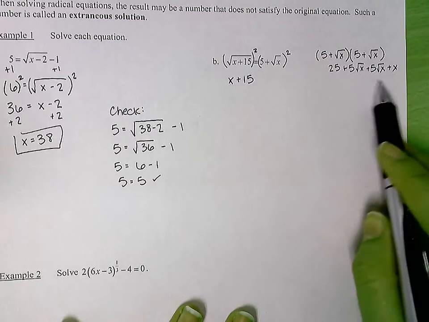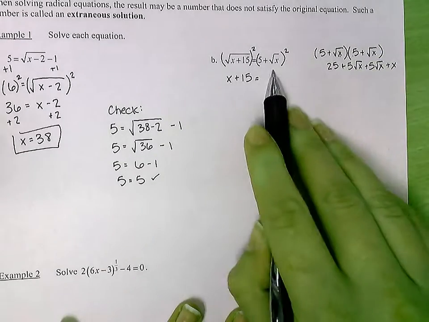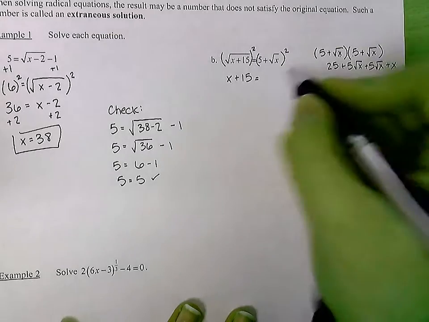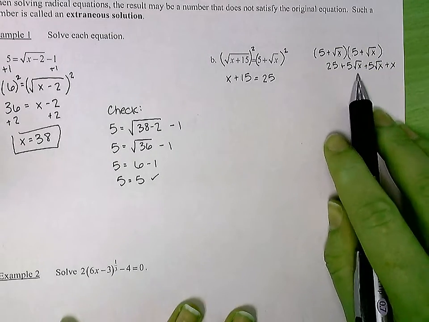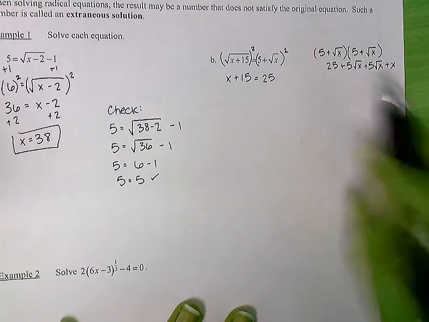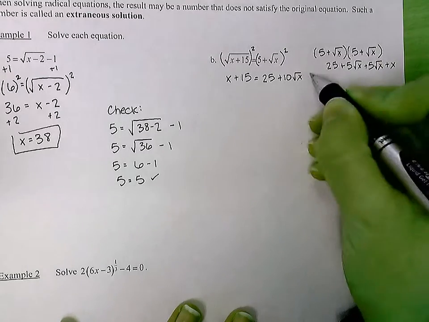So here, we're going to plug that back in over here because I squared this side now. So we have 25. I'm going to combine like terms here. So I have a 5 and a 5. That makes 10 square roots of x plus x.